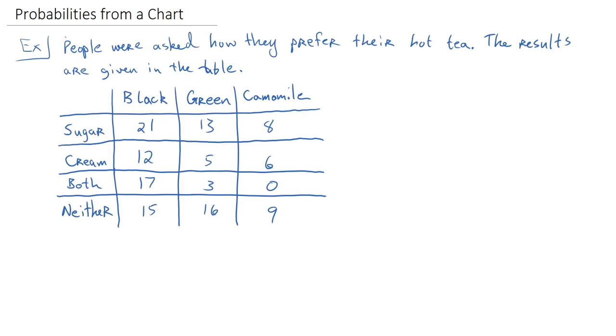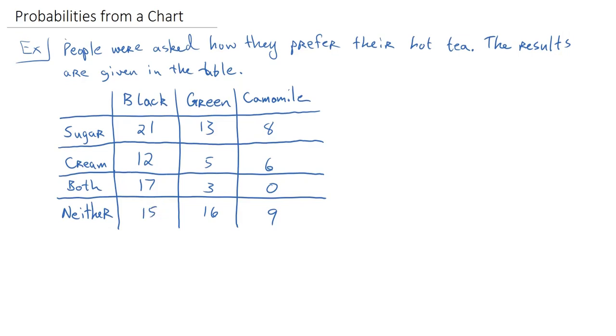Okay, so here we go. Here's a table with some handy-dandy information about hot tea, because it's the best, and all the different ways you can have some different hot teas. Before we get to actually answering the question, I want to make sure that we're all reading the table the same way. If you prefer black tea and you don't want cream or sugar, you want neither of those, there are 15 people who were asked that like black tea, just black. However, there were 12 people who liked black tea with cream in it.